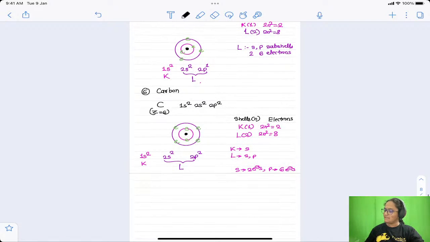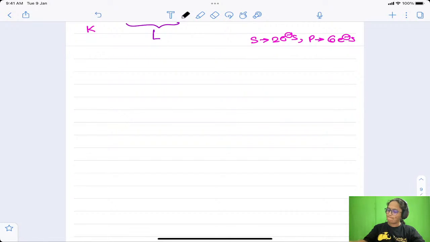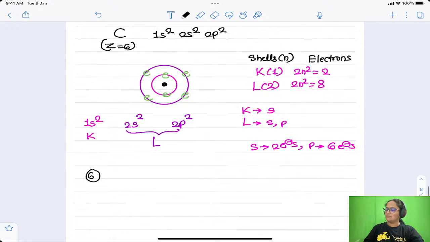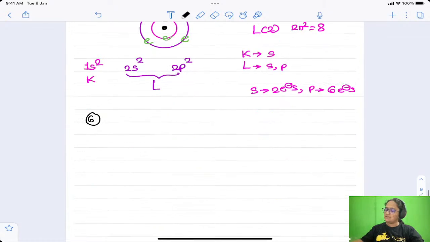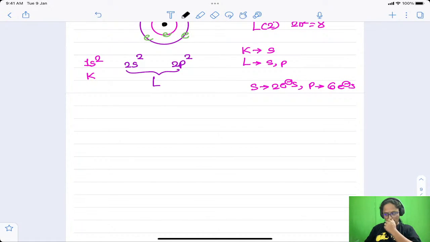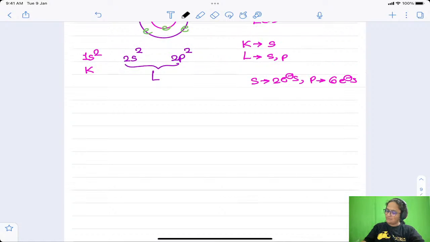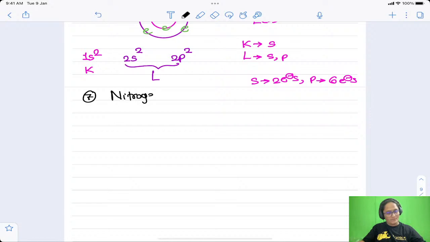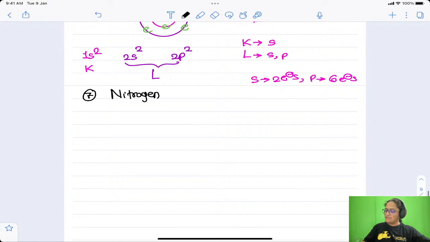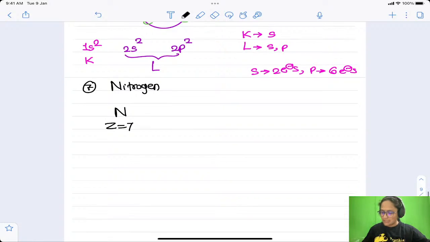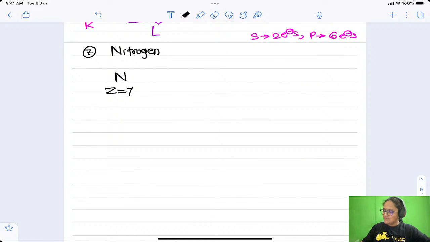Okay, now let us see the next examples. The sixth example was carbon, and the seventh example is nitrogen. The symbol for nitrogen is N. Atomic number is 7. That means there are 7 electrons in nitrogen. This is the nucleus.